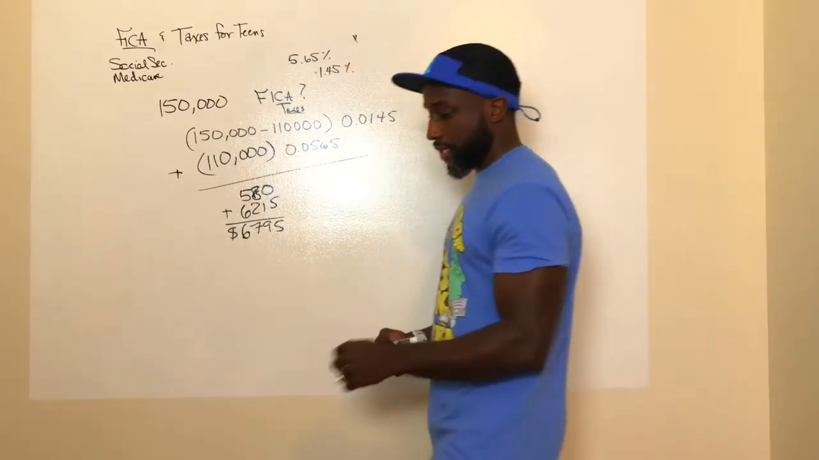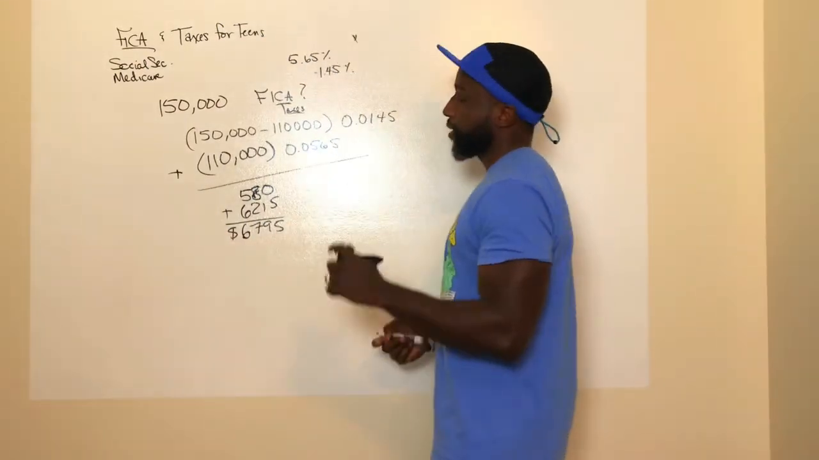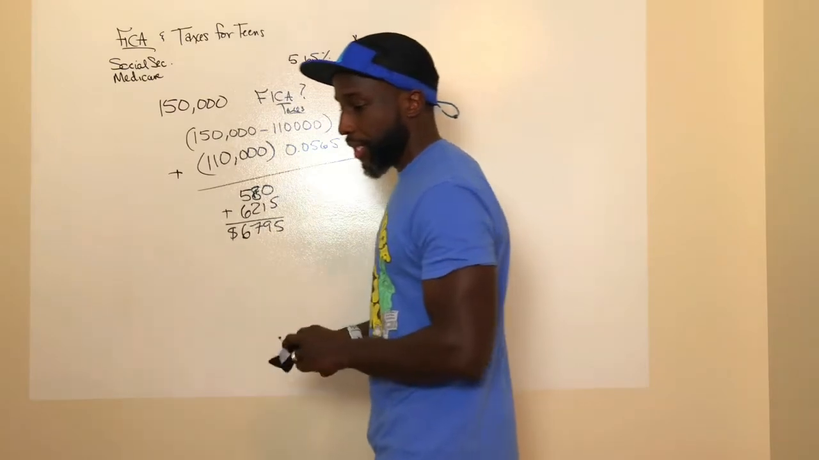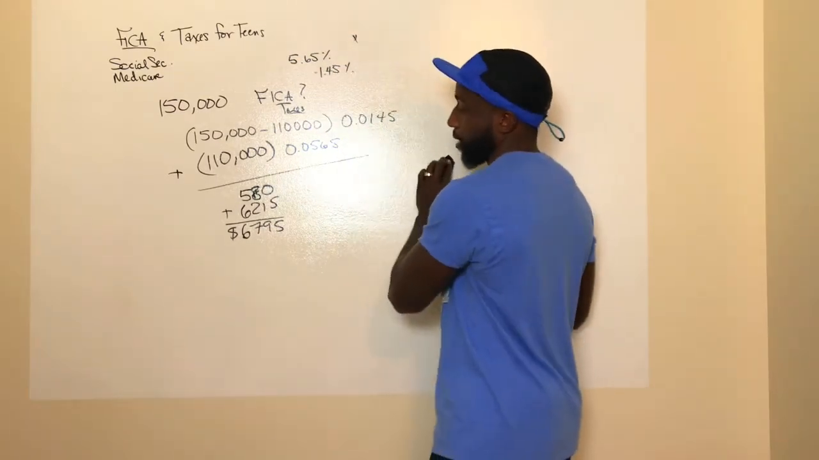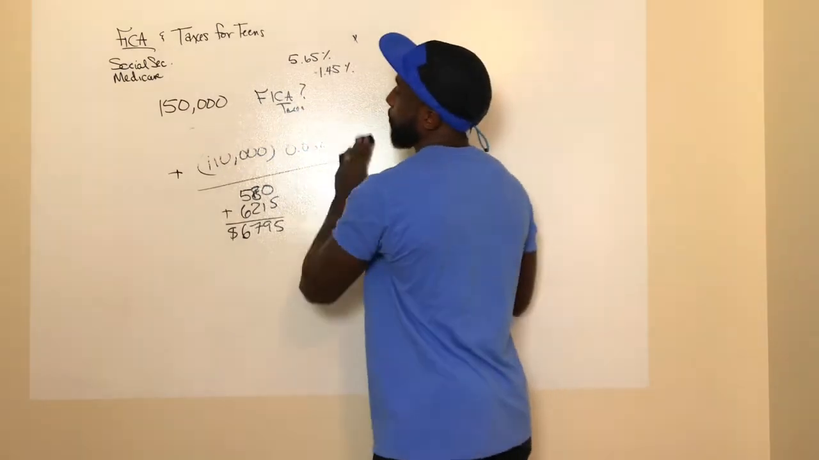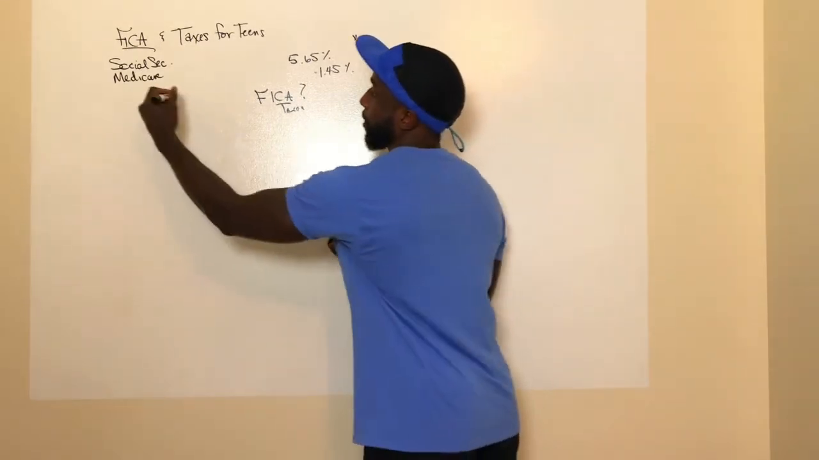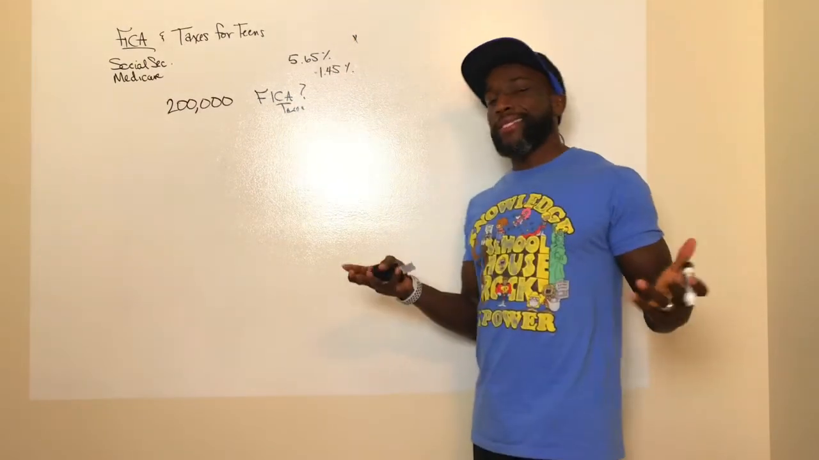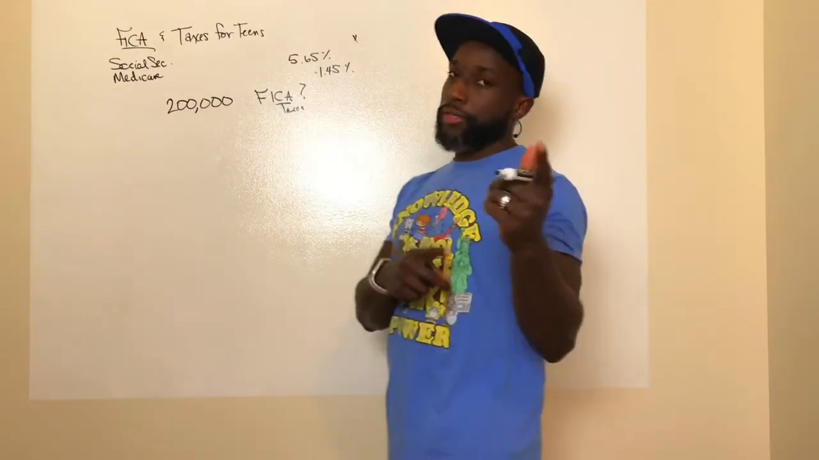This particular person is not self-employed. Self-employed is a whole other rabbit hole, but it's the same concept. They're not self-employed, and they make $200,000. It's the same thing. They want to know the FICA taxes. What kind of job do you think they're working when they make $200,000? Put it in, we're going to talk about that in the chat.